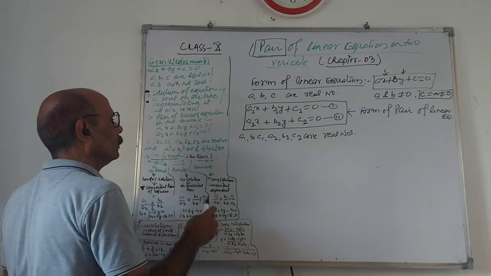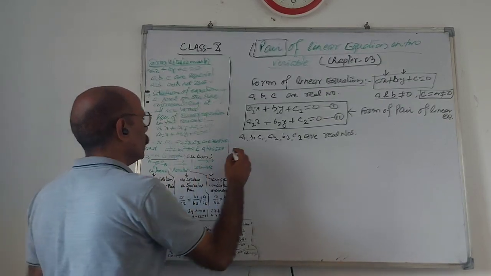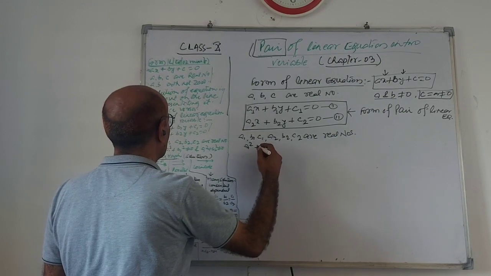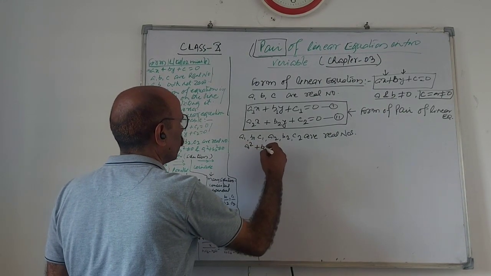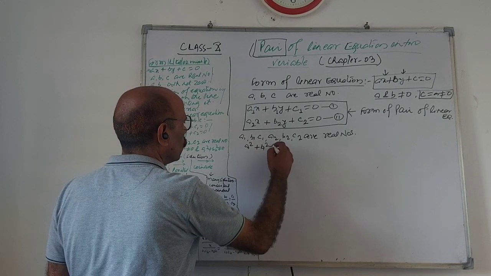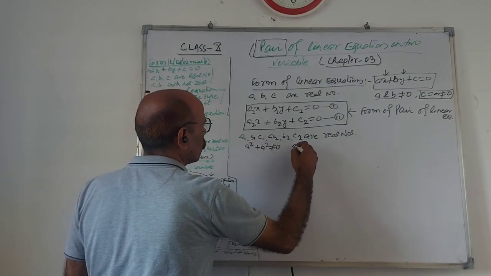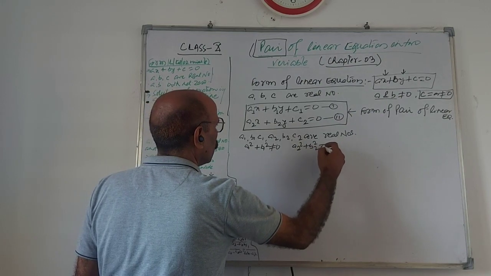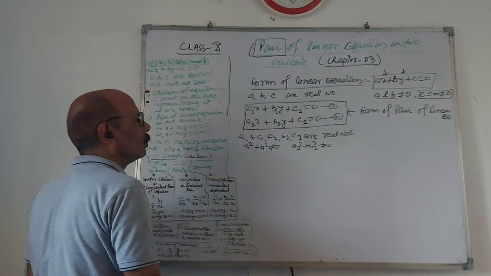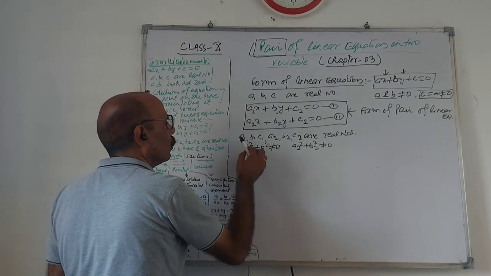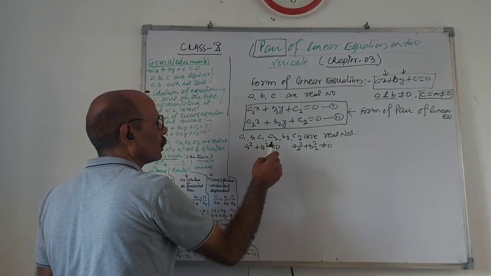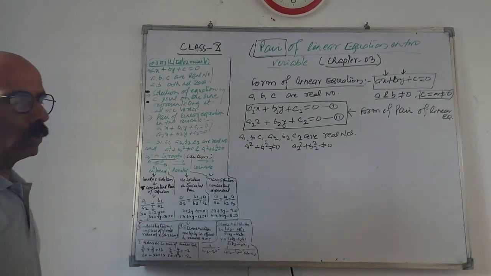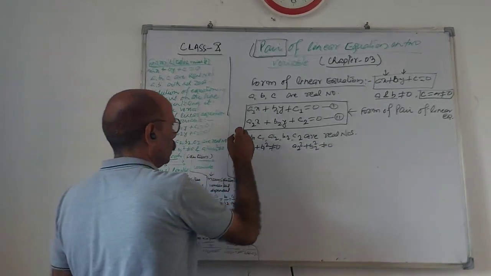Okay, and A1 square plus B1 square not equal to 0, A2 square plus B2 square also not equal to 0. This is the criteria. In an MCQ like this question, or in true false, this nature may be converted into a question. So keep in mind.